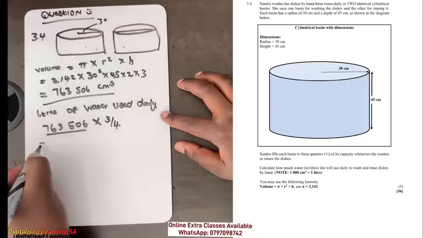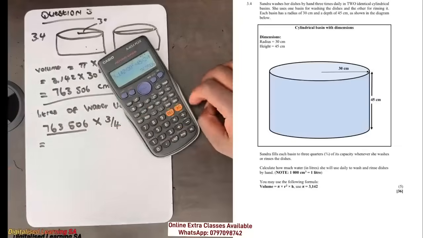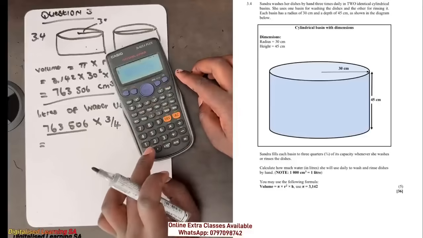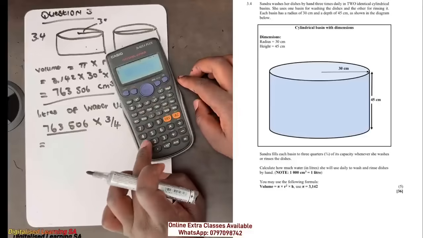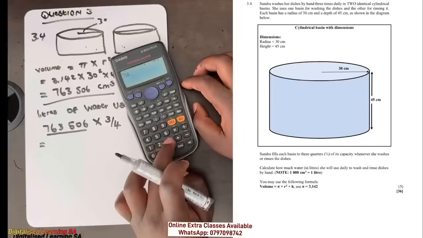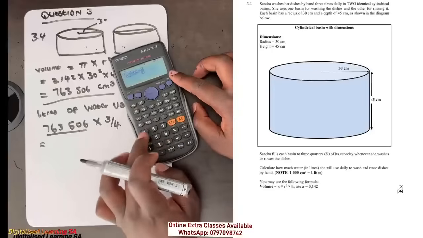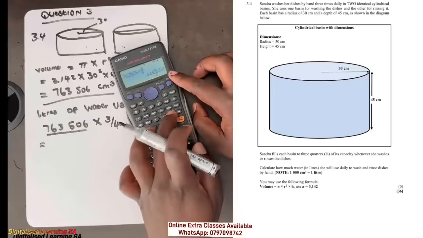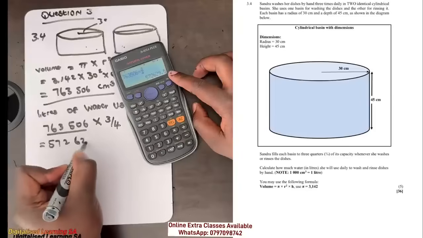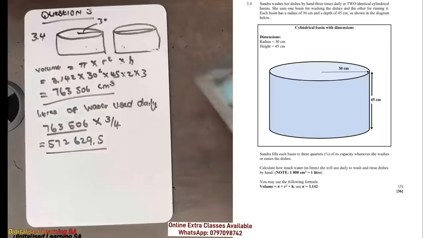Okay, so now we will get our volume, the liter of water used. So we'll come and say 763,506 multiplied by 3/4, and our answer will be 572,629.5.